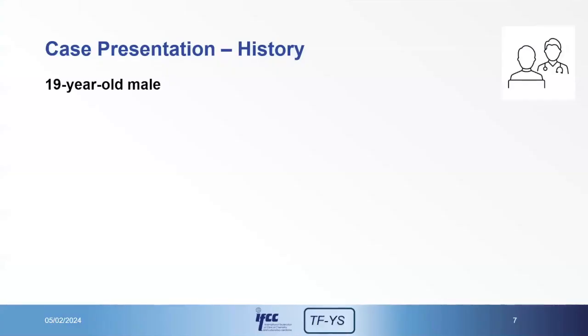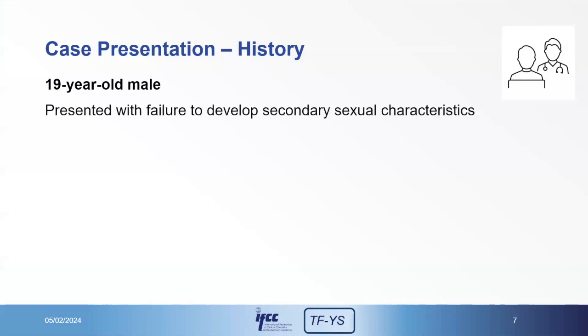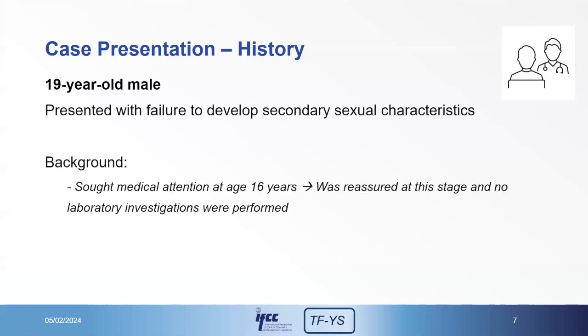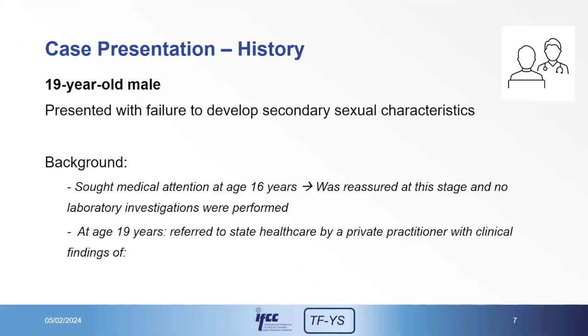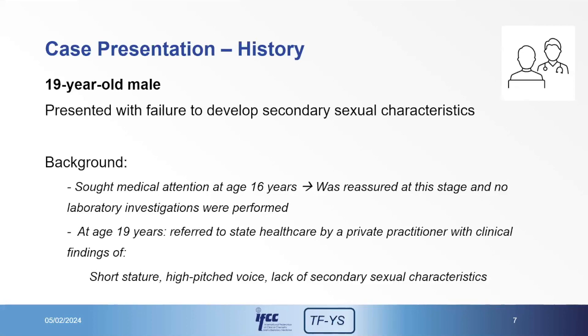So our history starts off with a 19-year-old male who presented with a failure to develop secondary sexual characteristics. On background, it was noted that this patient did seek medical attention already at the age of 16 years old, however, was inappropriately reassured by the medical practitioner that these findings were normal and no further laboratory investigations were performed. The family thus represented to the private healthcare setting, where they were then referred to state healthcare with the clinical findings of short stature, a high-pitched voice, and a lack of secondary sexual characteristics.